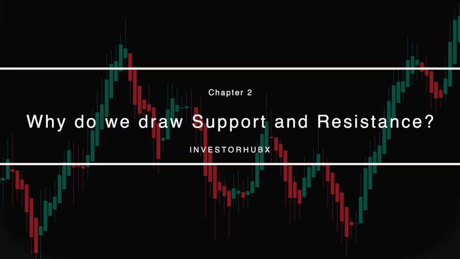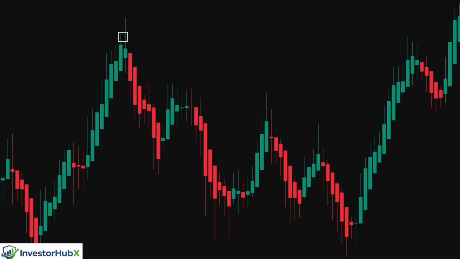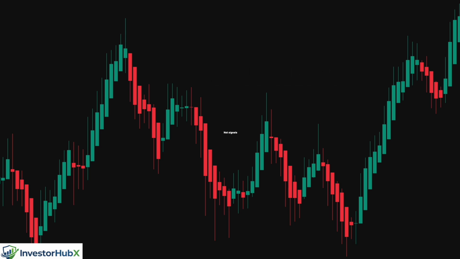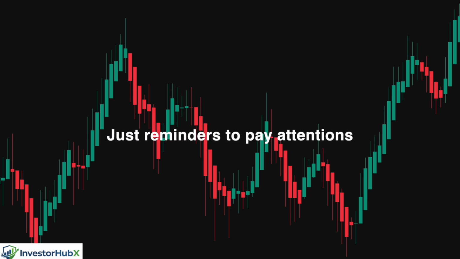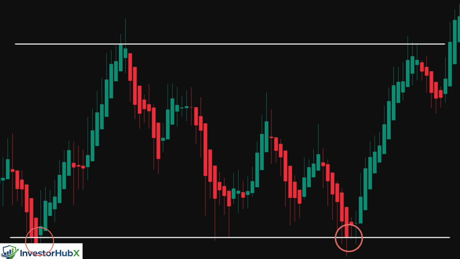Next, why do we draw support and resistance levels? We draw support and resistance levels because when price returns to these areas, possible trade opportunities can appear. They are not signals, not guarantees, just reminders to pay attention. Having these levels drawn ahead of time keeps you prepared instead of reacting emotionally in the moment.